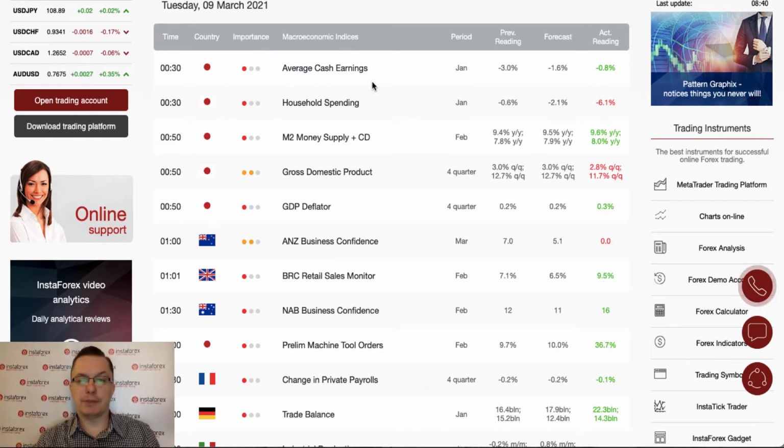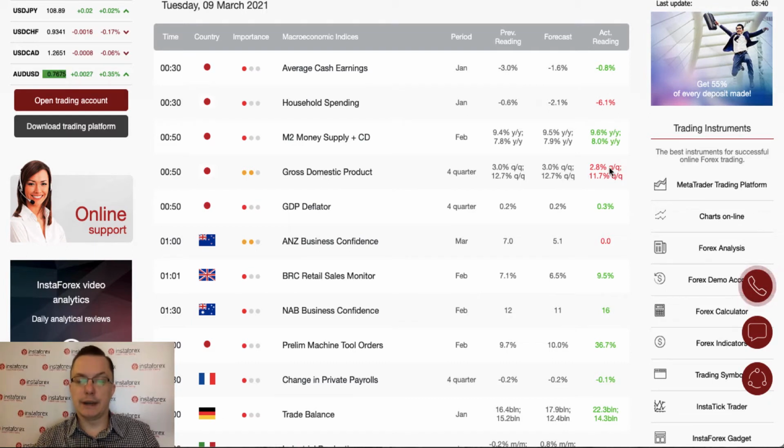As you can see, the Japanese data wasn't really that important. The biggest importance for the traders was the gross domestic product from Japan, released for the fourth quarter, and as you can see, it deeply disappointed the investors. 2.8% versus the forecast of 3% on a quarterly measure. This is a failure to deliver the expected data.